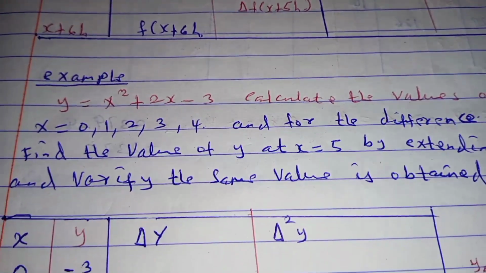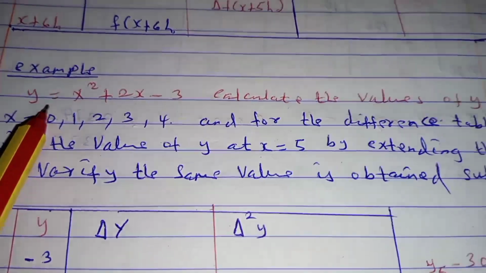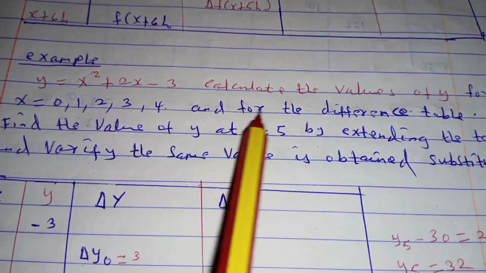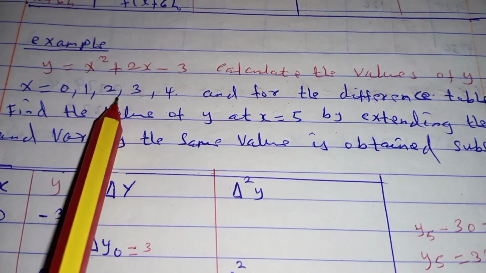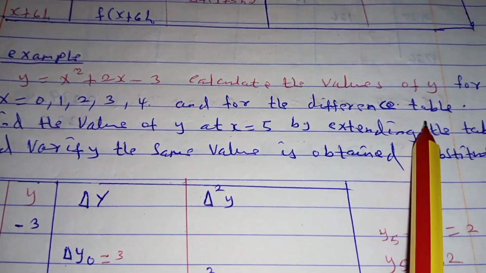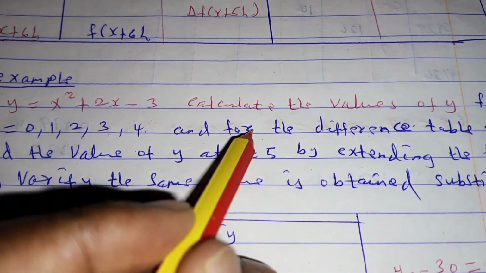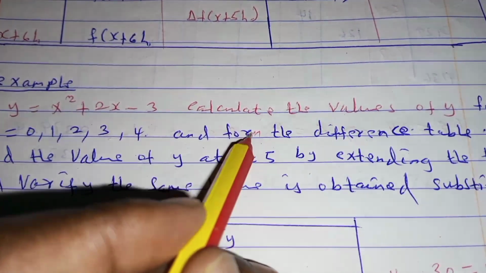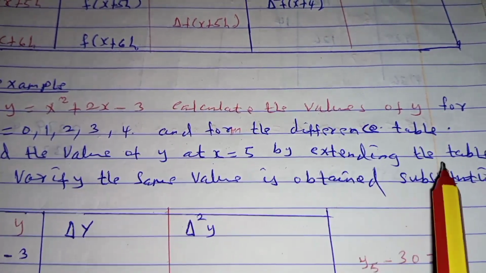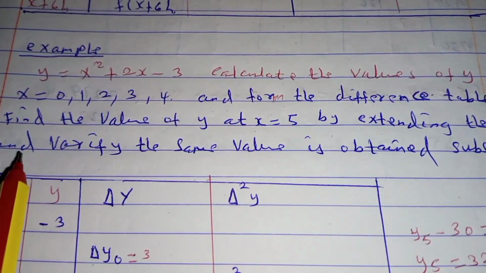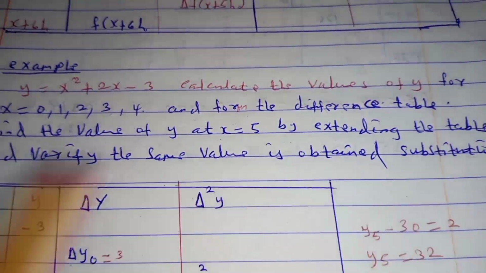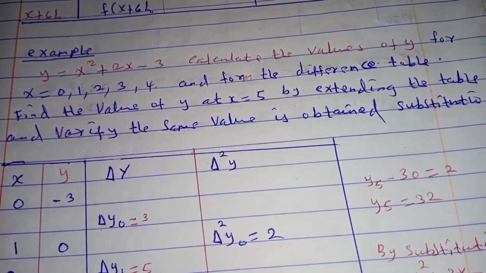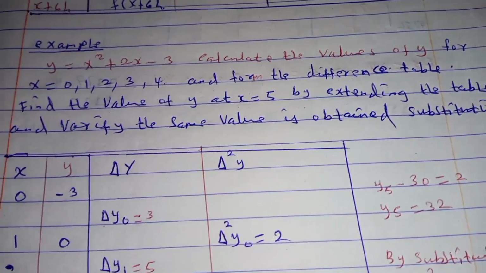Now, what we are going to do is give an example to see how this table works. Here you are given this example. You are going to calculate the values of y for x equal to 0, 1, 2, 3, 4, and form the difference table. After forming the difference table, you find the value of y at x equal to 5 by extending the table, and verify that the same is obtained by substitution.